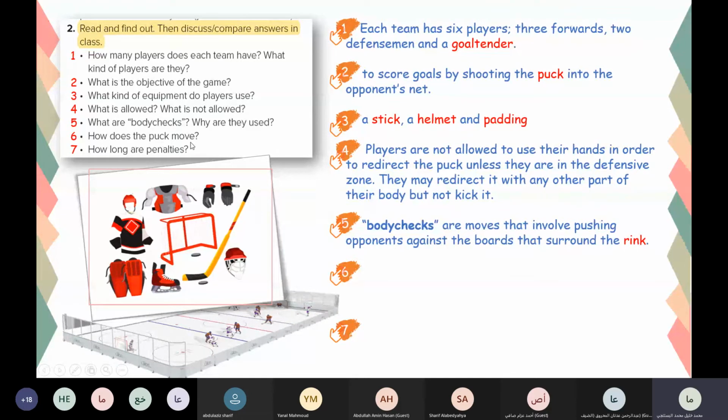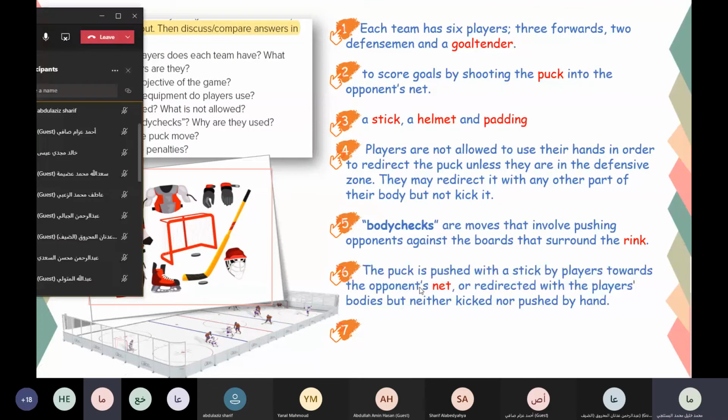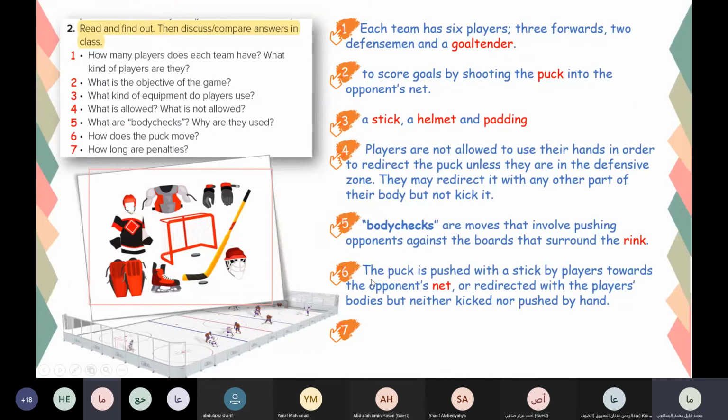How does the puck move? Muhammad Taysir, read the answer, please. Yes, teacher. Read number 6. Number 6. Yes, here. The puck is pushed with a stick by players towards the opponent's net or redirected with the players' bodies, but neither kicked nor pushed by hands. Good.